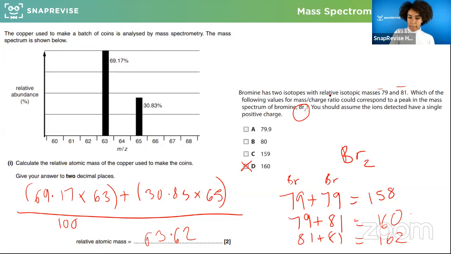So the main bit in that question that I think might have been throwing everybody off was that we've not got any abundances here, because it's not asking you to calculate the relative atomic mass. It's saying what will be the mass spectrum for Br2. Yeah, got it? People are getting it.